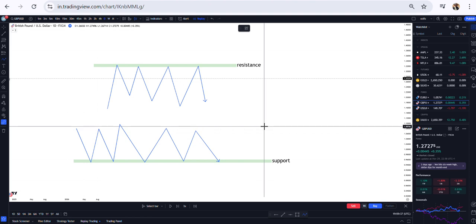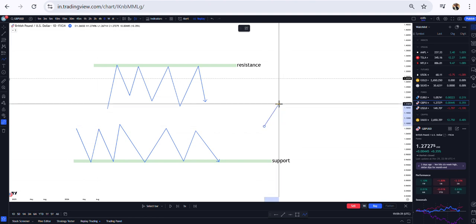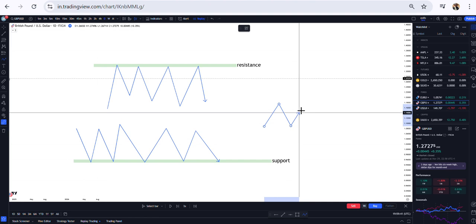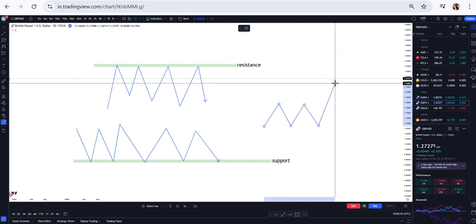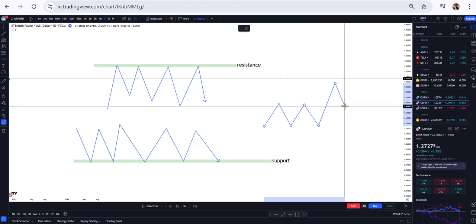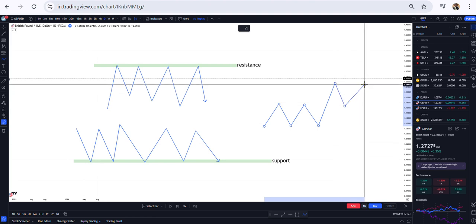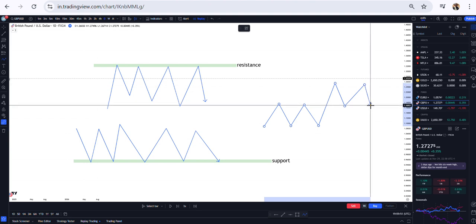For instance, price is doing like this. Price is doing like this, right? Price goes above, right?